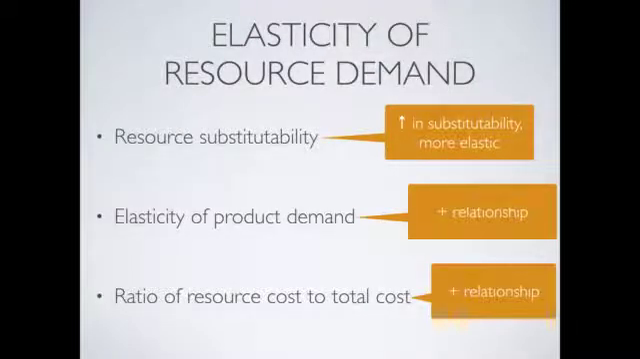And also realize that the ratio of resource cost to total cost is very important. For example, if we stayed with the pizza example, let's say that 90% of the cost of producing pizza was labor costs. Then the elasticity of the resource demand would be very sensitive to changes in the wages paid to people who made pizza. The reason for this is that an increase in the wage rate would dramatically increase costs when wages are 90% of total costs.